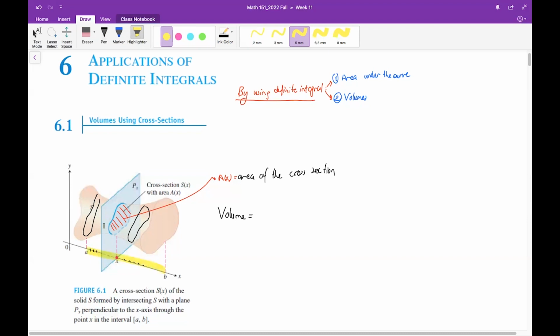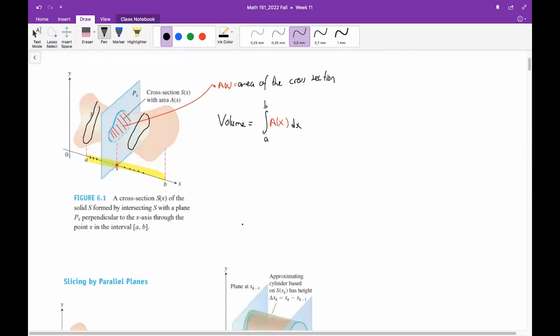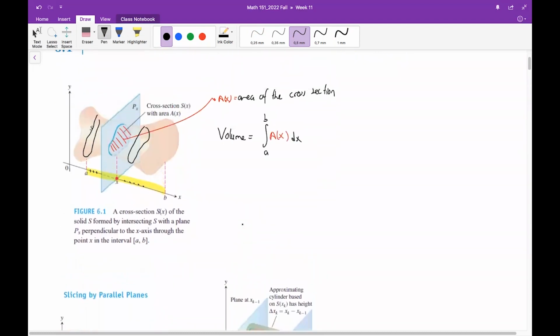And if you sum up the areas of these cross sections, you expect to obtain the volume of the whole solid object, right? So we want to sum all those cross-sectional areas continuously from a to b, and integral does this job for us. Integral is a continuous summation. So if you integrate the cross-sectional areas A of x from a to b, which is this interval, you will obtain the volume of your solid. Okay, so this is the general idea.